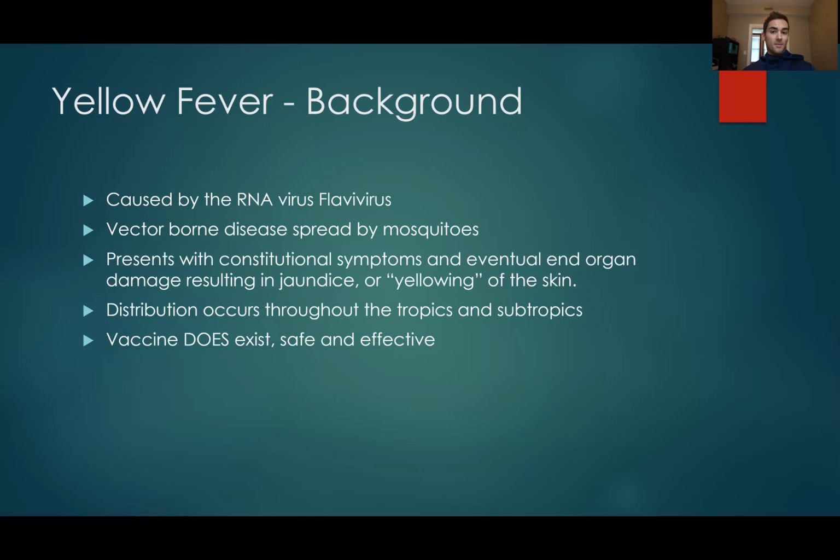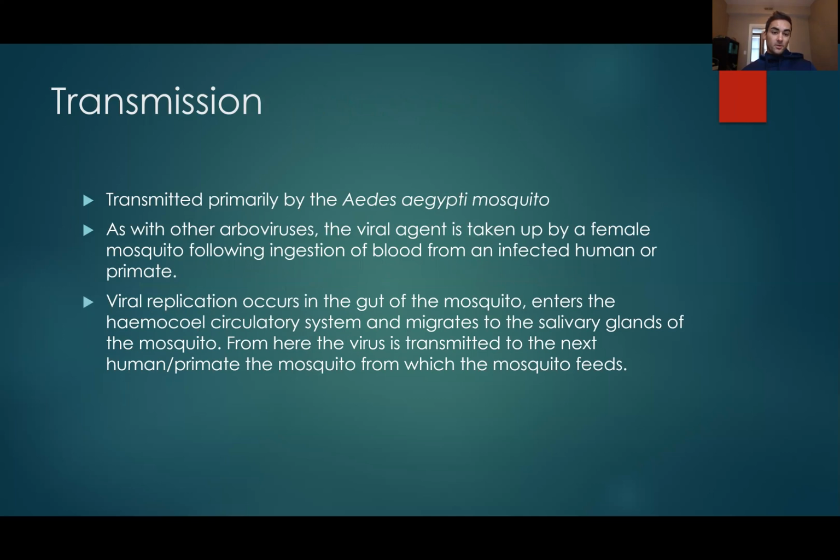Distribution occurs throughout the tropics and subtropics. We see this mainly affecting continents like Africa and South America. And I think the most important point is that a vaccine does exist. It is cheap, it is affordable, it is very accessible, and it is a great way to prevent this disease and prevent further outbreaks.